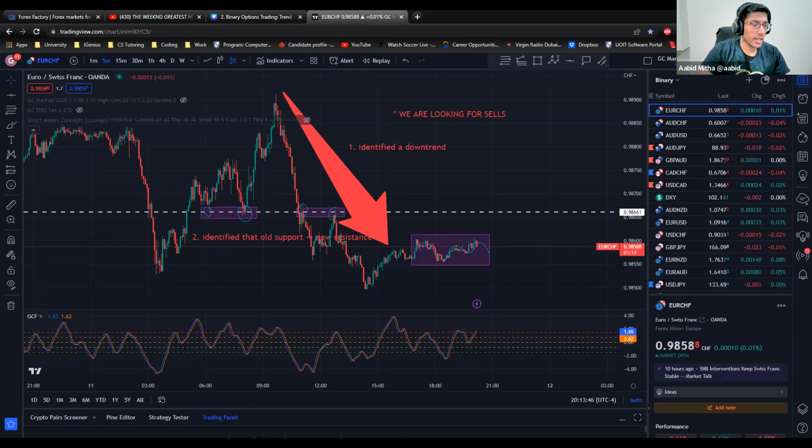So that candle at 12:45 wouldn't be a strong sell trade idea because it didn't hit the resistance line.